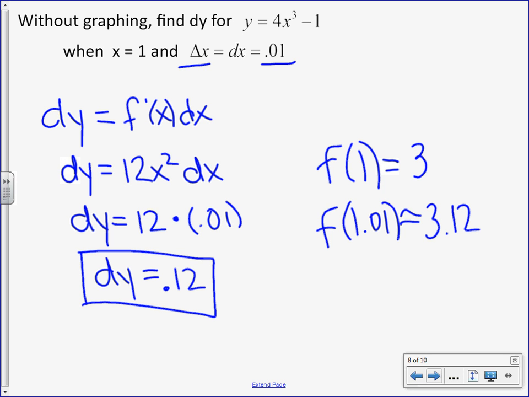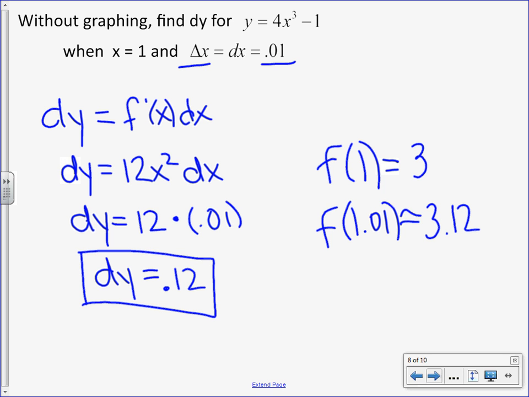What does this actually mean? What is that 0.12? That's just the difference in y value from x to x plus delta x. So from 1 to 1.01, we changed our y value by this much. Why don't you just apply a factor of 1 every time? All right, so we used our slope of 12 to approximate that y value.